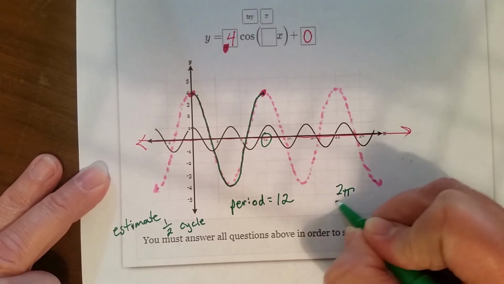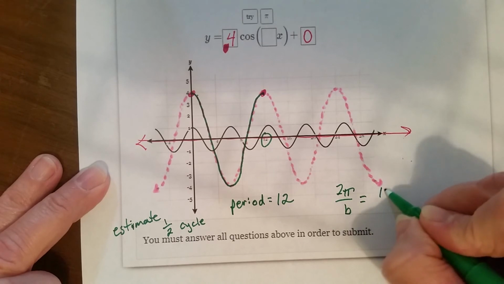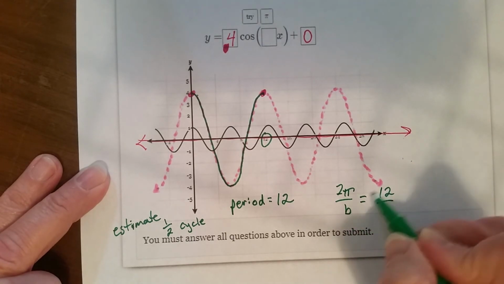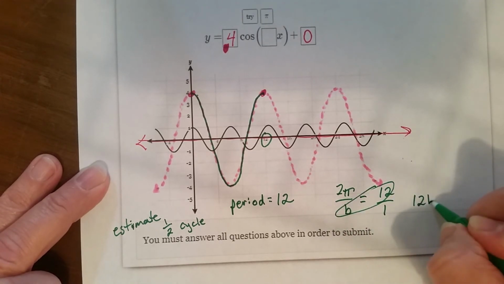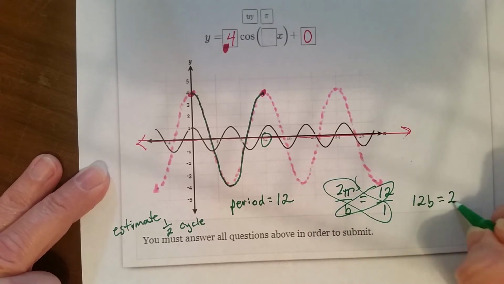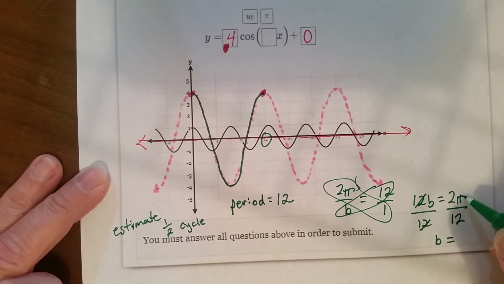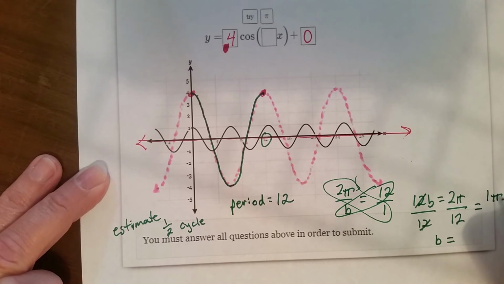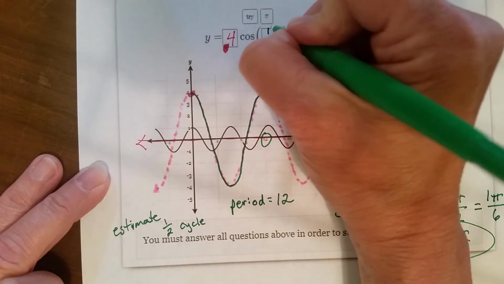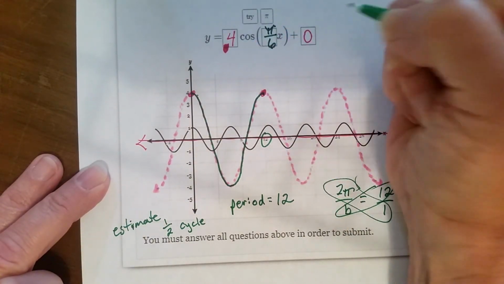I'm going to estimate about a half of a cycle, but let's find it exactly. Let's set 2 pi over b equal to the period, which is 12 over 1. So we have 12b equals 2 pi. Divide by 12, divide by 12, those are gone. So b equals, now the pi does not go away in this case, but the 2 and the 12 reduce to 1 pi over 6. So b is pi over 6. I'm going to go back here and put that in. That's what goes here, pi over 6.